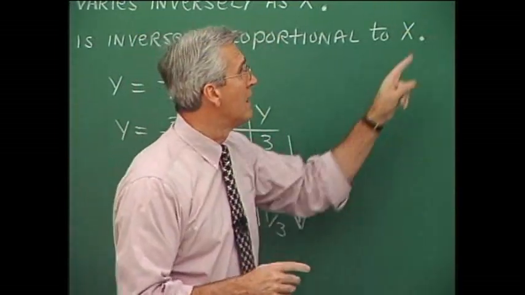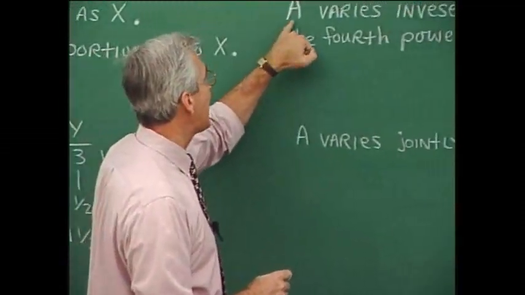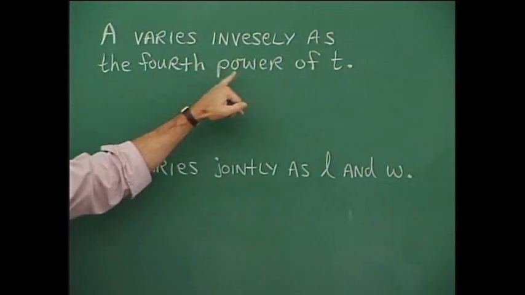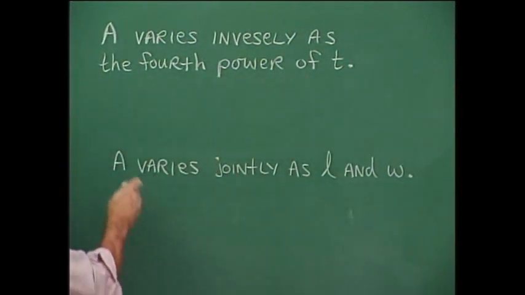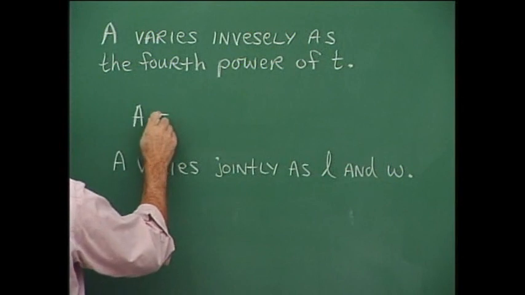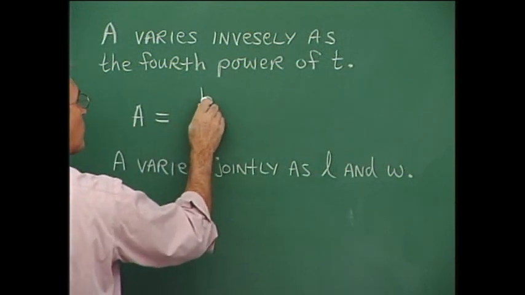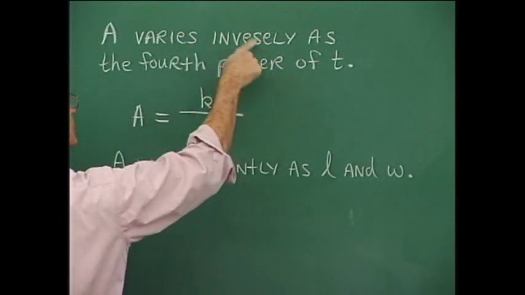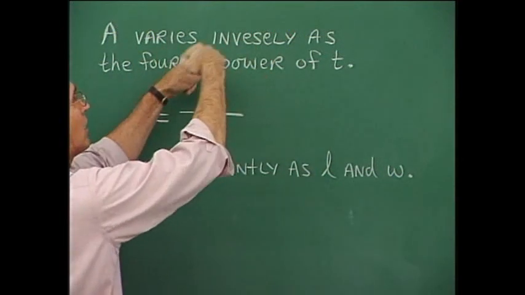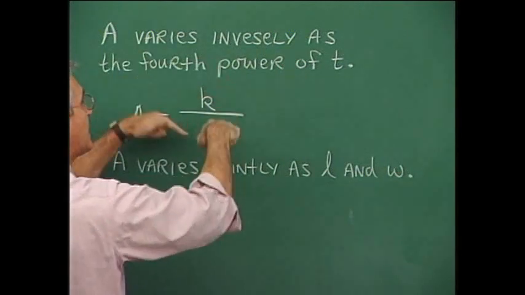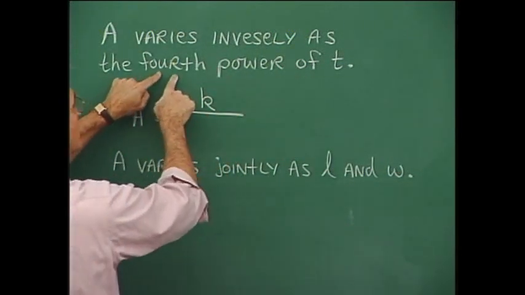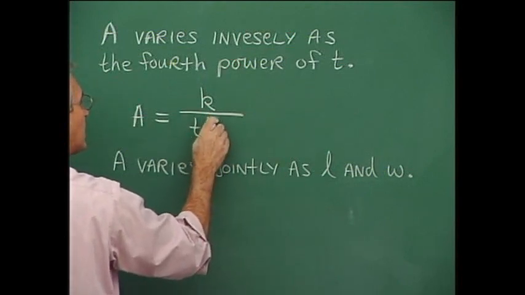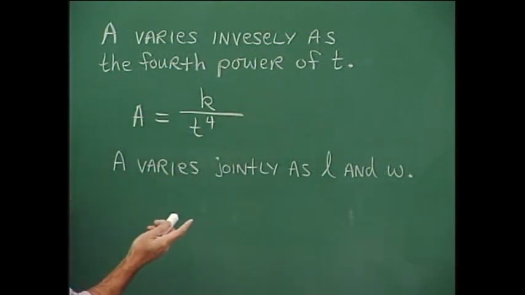Okay, let's build some models here, and we're just going to be very general about this building process. This one says a variable a varies inversely as the 4th power of t. So we would write this, a equals a constant of proportionality over, because of inverse, you see, varies inversely means that the other variable involved here is in a denominator. And it's the fourth power of t. It's not just t, it's the fourth power of t. So we write t to the fourth in the denominator, and that's all there is to it.